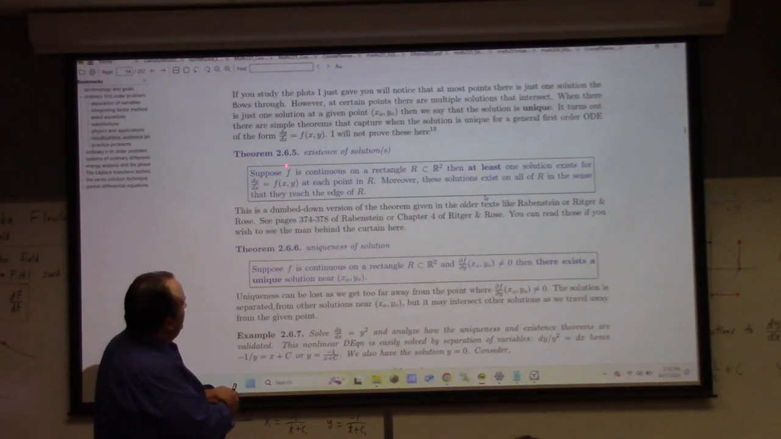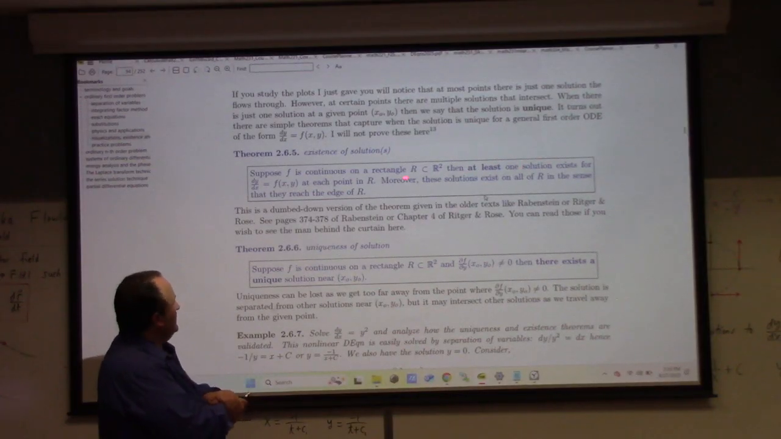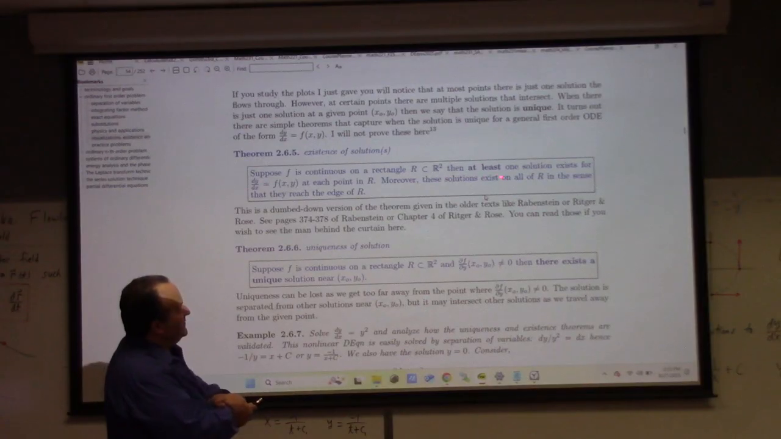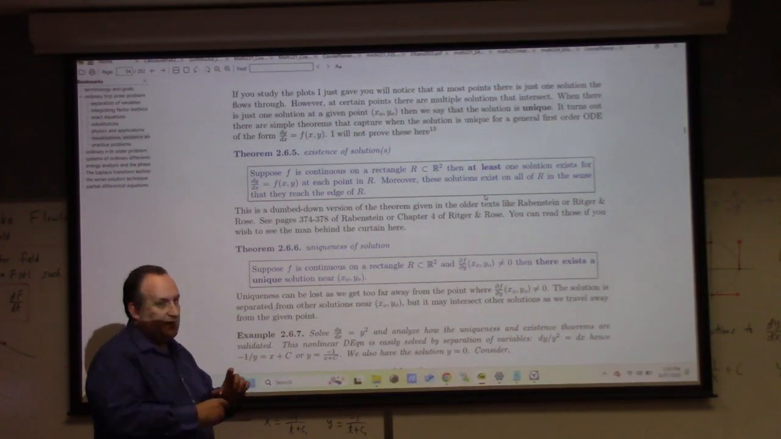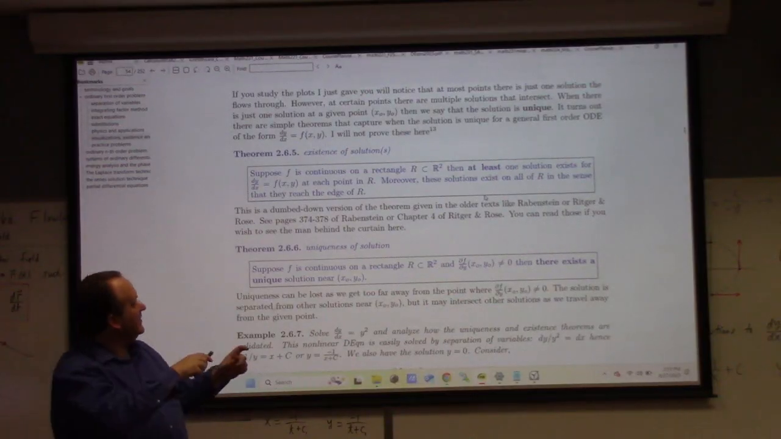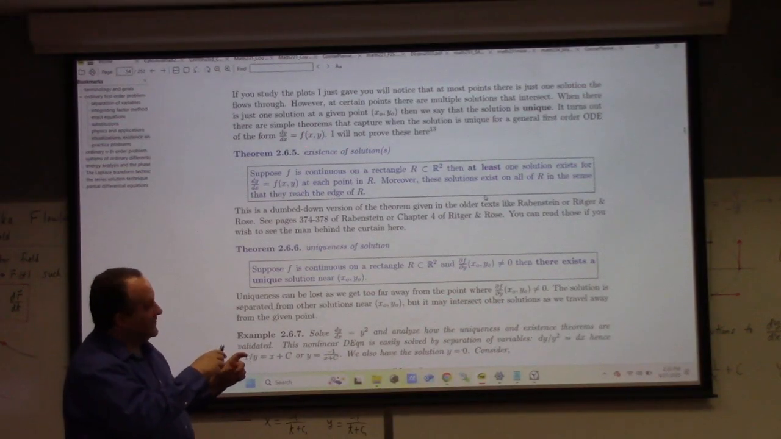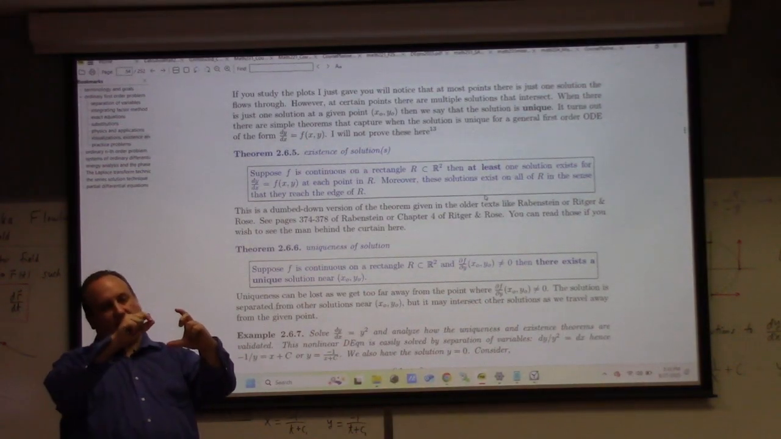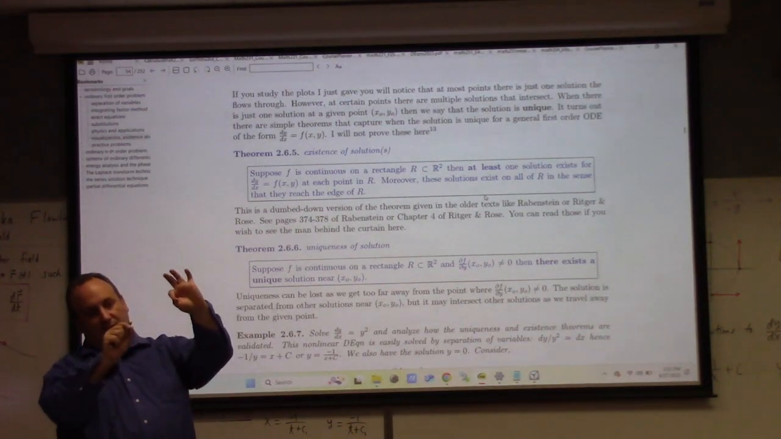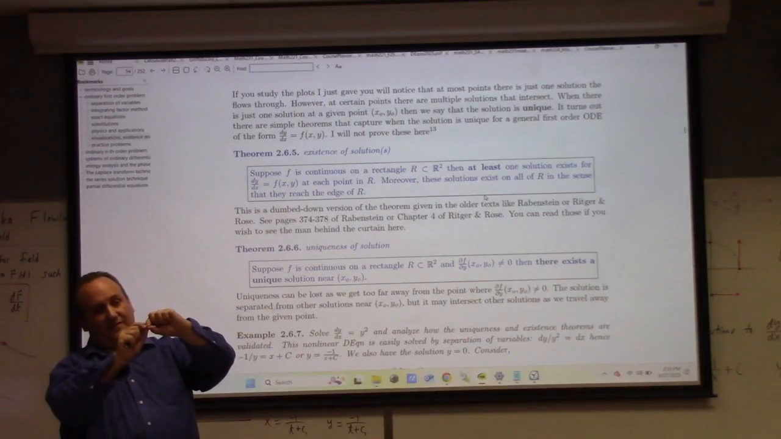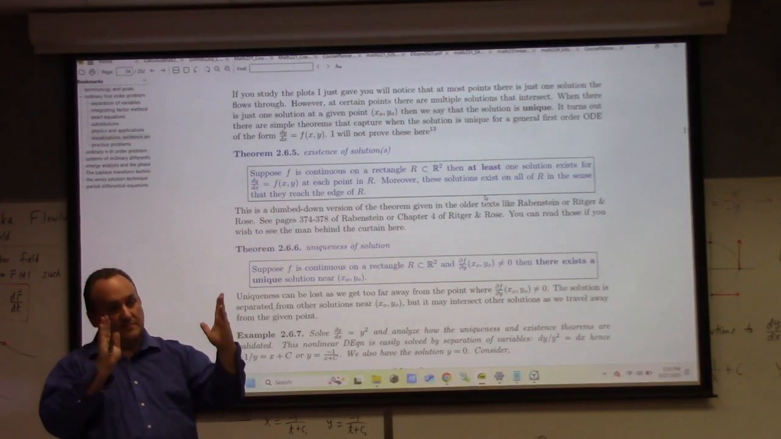If this is a continuous function on a rectangle, then there is at least one solution existing at each point in the rectangle. Moreover, these solutions exist on the whole of the rectangle in the sense that they reach the edge of R. So if I have a rectangle and continuity of the defining function for the differential equation, if I pick a point in that rectangle, I can find a solution through the point, and I can be sure that solution will have a domain that extends as far as the rectangle goes.